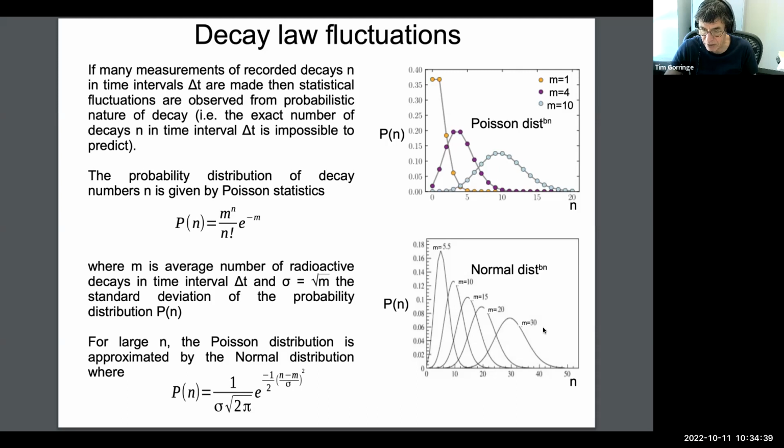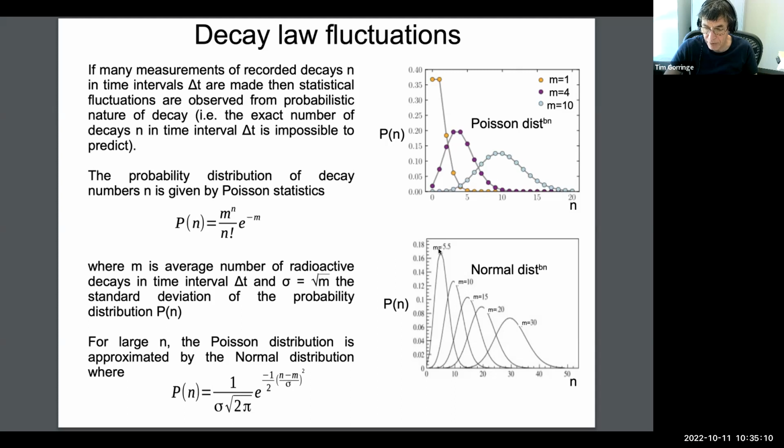The Gaussian distribution looks like a bell-shaped curve that is symmetric on its left and right. And if you look at a mean of 30, this bell-shaped curve is centered at 30, and it looks symmetric to the left and right at 30. And so for an average mean of 30 decays in your time interval, the normal or the Gaussian distribution is a really rather good approximation.